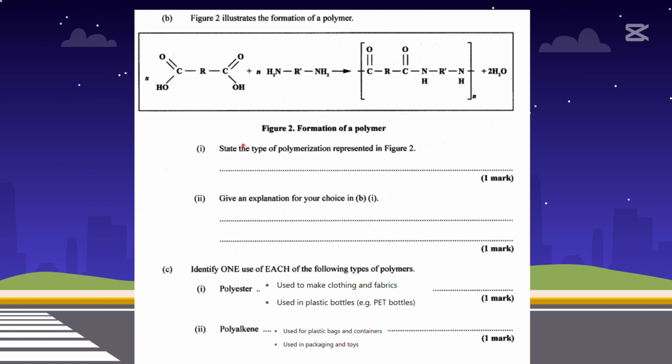Now this is another question. Figure 2 illustrates the formation of a polymer. We have C double bond O OH, C double bond O OH. This has to be a dicarboxylic acid. I'm just going to put a diacid here. And we have NH2, that is a diamine. When we link both together, we create this monomer right here. That's our monomer. So it's a diamine and a diacid. When we do diamine and diacid, we create a polyamide. That's what we create.